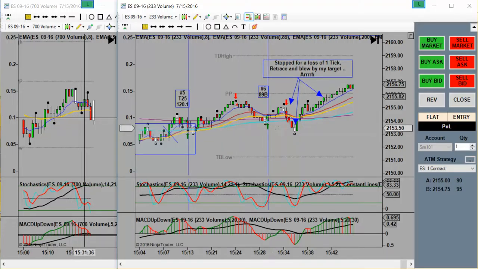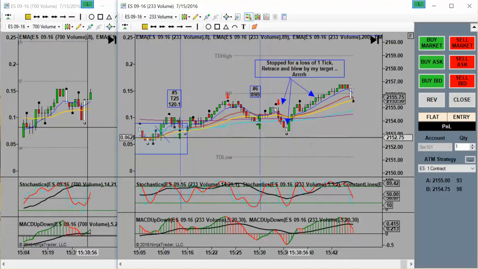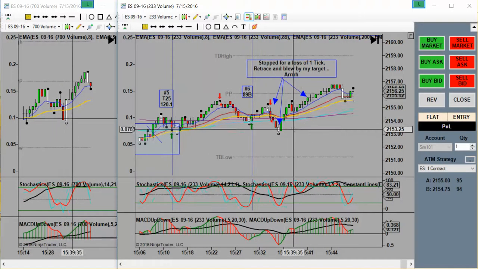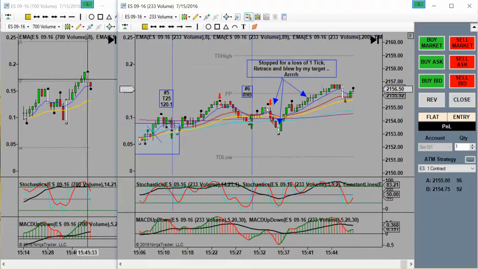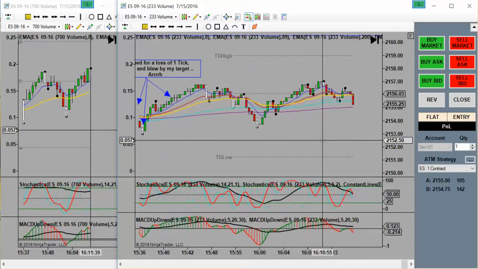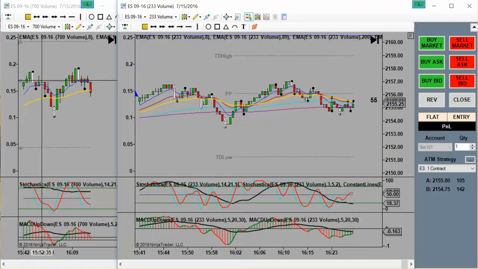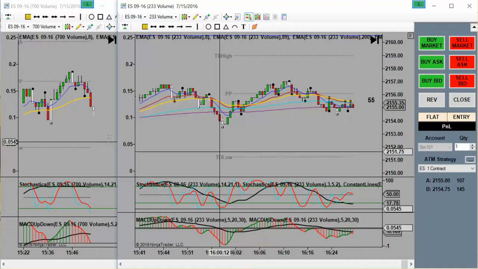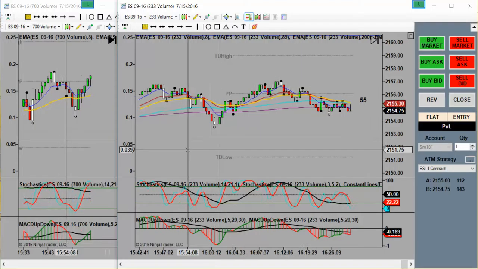So basically, you can see that right after that, it blew right by my target. So that's the note that I did here. Then everything is going sideways, chop, chop, chop, and it's still going choppy. So this is basically my session.